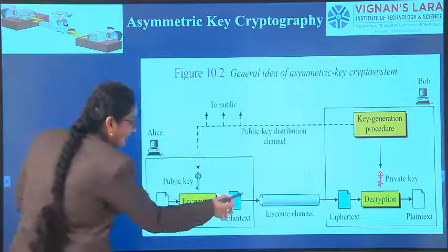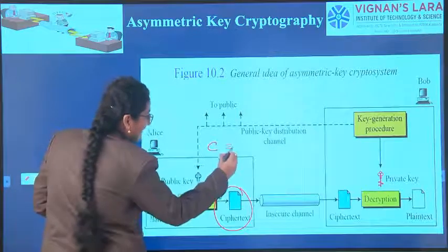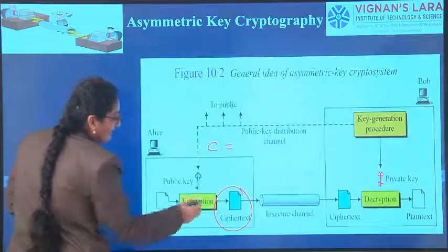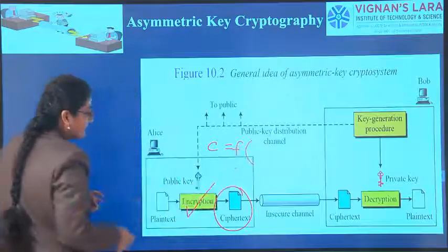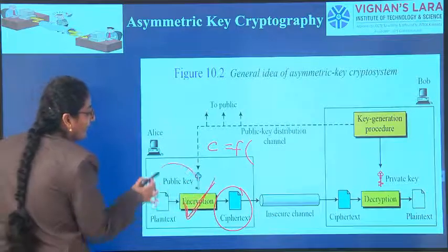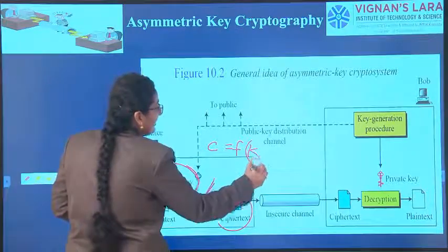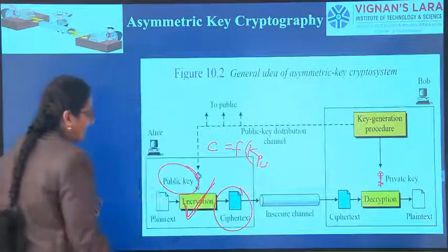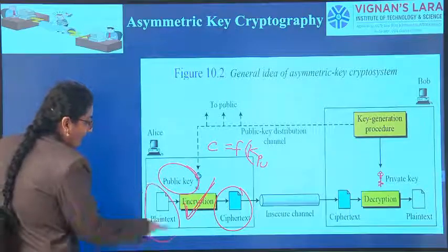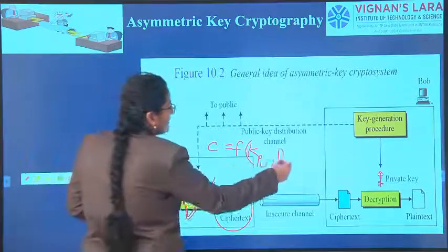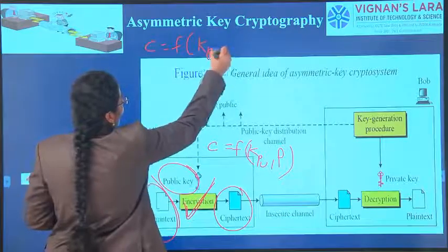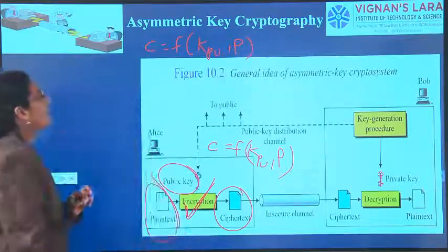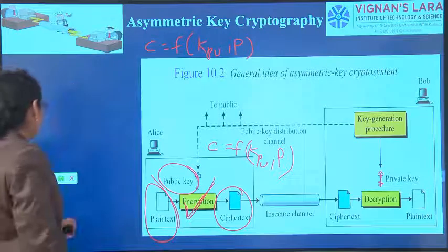So I want ciphertext. Ciphertext is C. If I want ciphertext I want to perform encryption. Encryption function is F. To perform encryption I want the public key. K is for key, PU is for public. I apply the public key on plain text. Plain text representation is P. So C equals F of public key comma plain text. This is the formula for ciphertext.